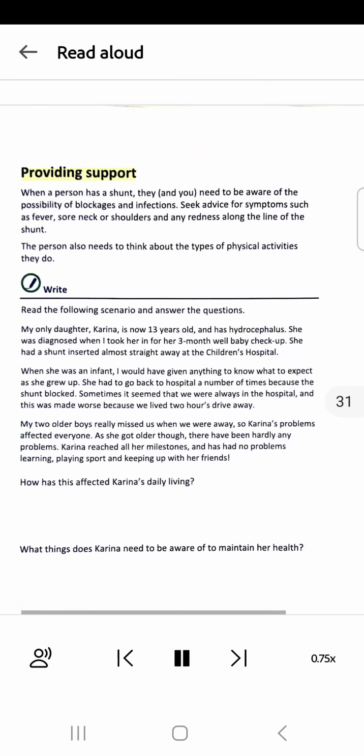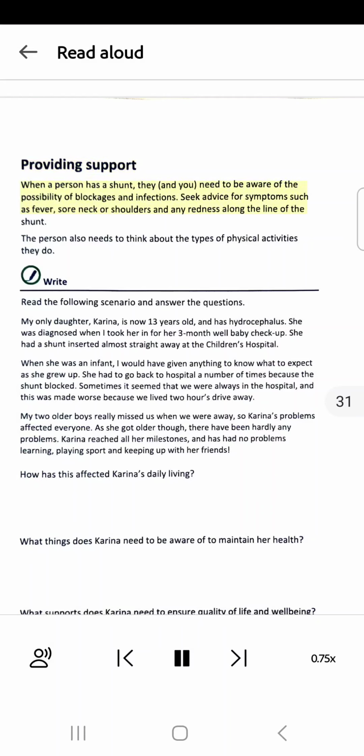Providing support. When a person has a shunt, they and you need to be aware of the possibility of blockages and infections. Seek advice for symptoms such as fever, sore neck or shoulders, and any redness along the line of the shunt. The person also needs to think about the types of physical activities they do. Read the following scenario and answer the questions.